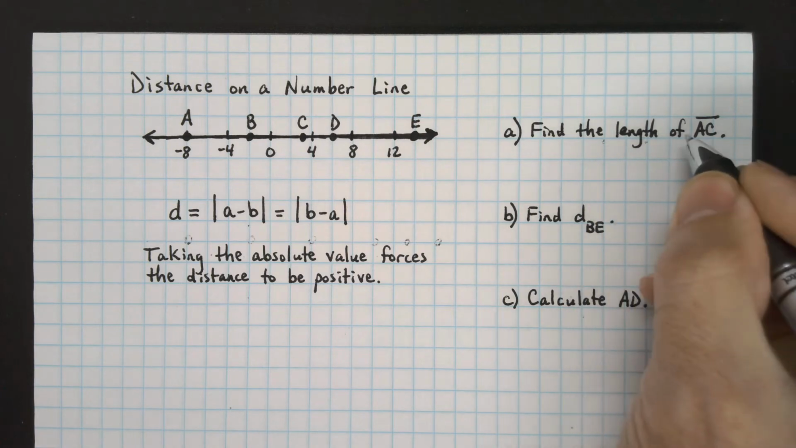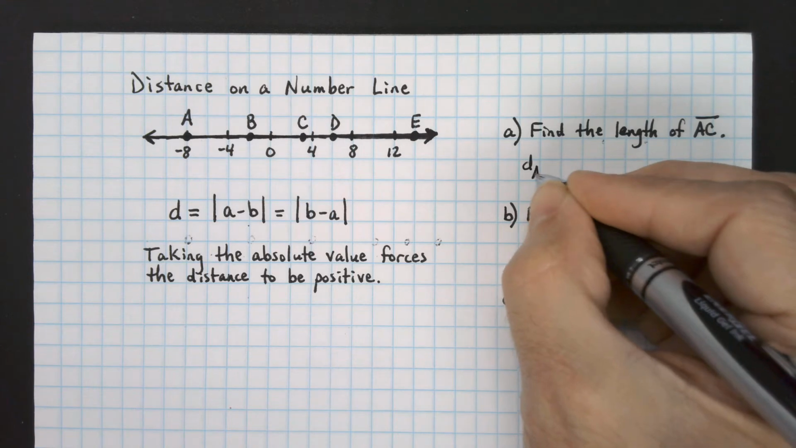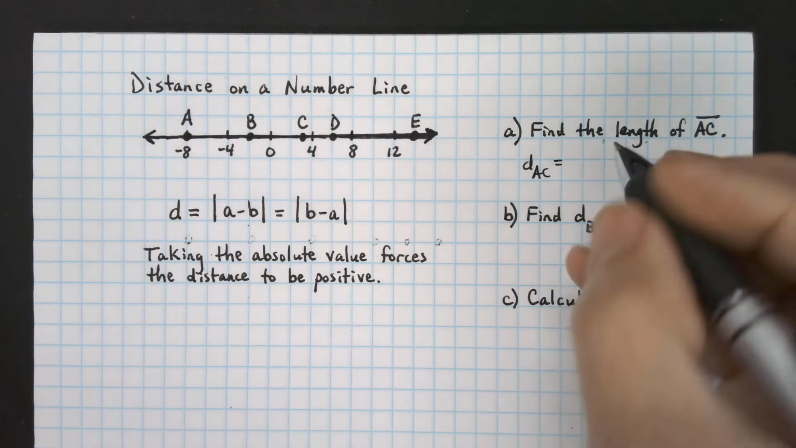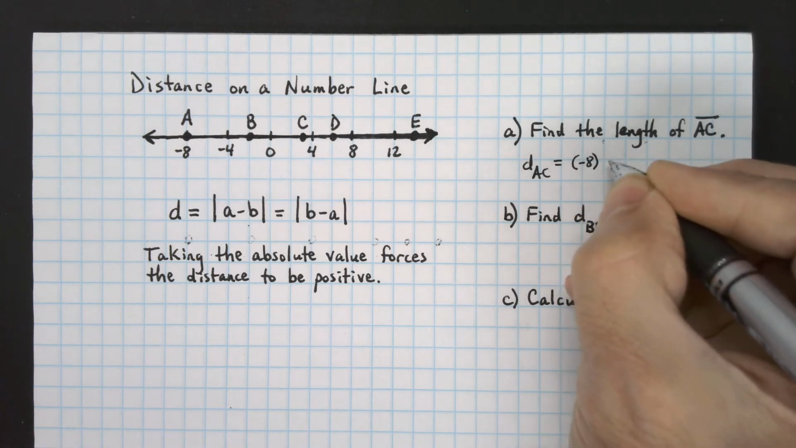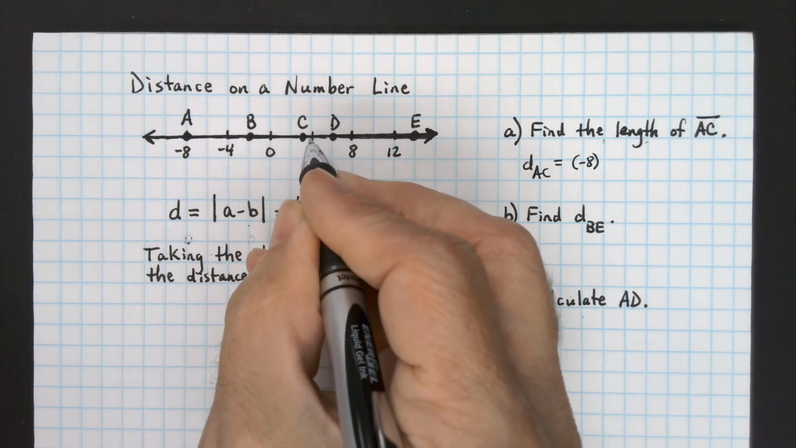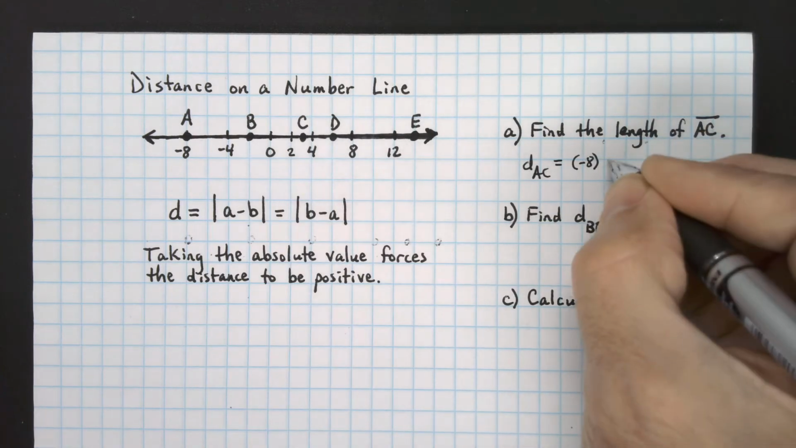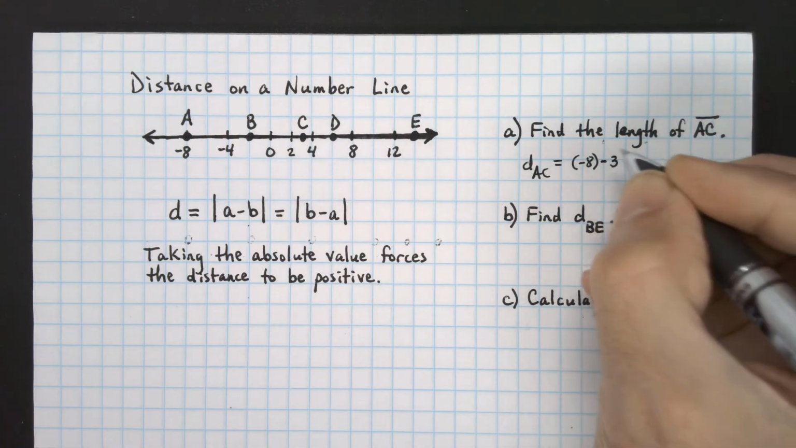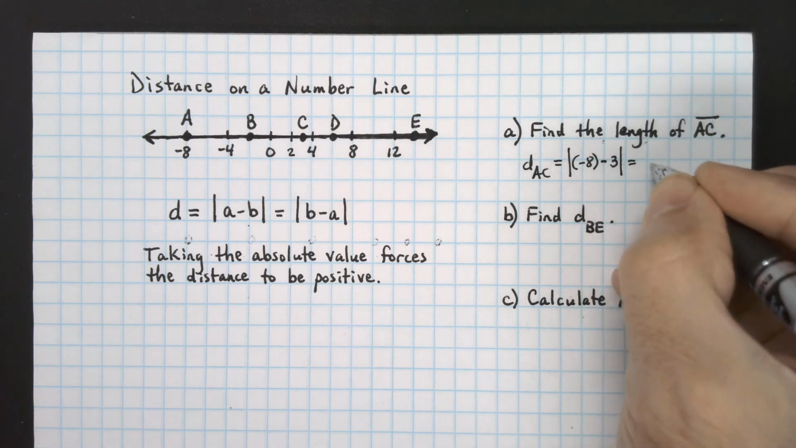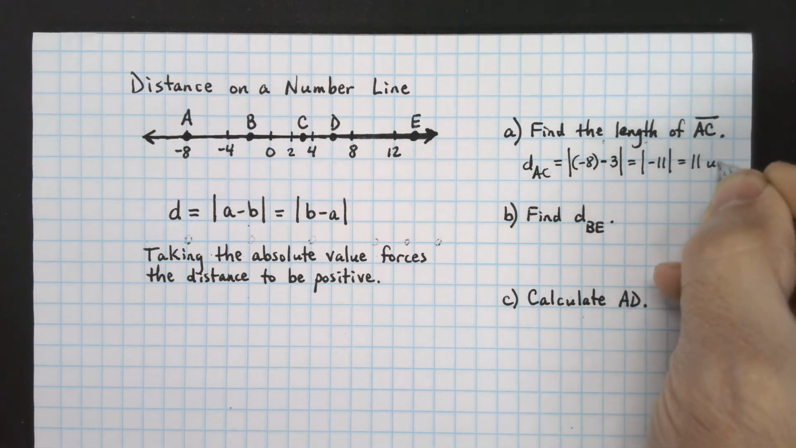But if we wanted to do this for part A, we would find the length of AC by putting in the coordinates of A and of C. We've got -8. And we have this right here between 0 and this is 2 right here. So this would be 3. And we're going to subtract those values and take the absolute value of that. -8 minus 3 is -11. And the absolute value of that would be 11 units.